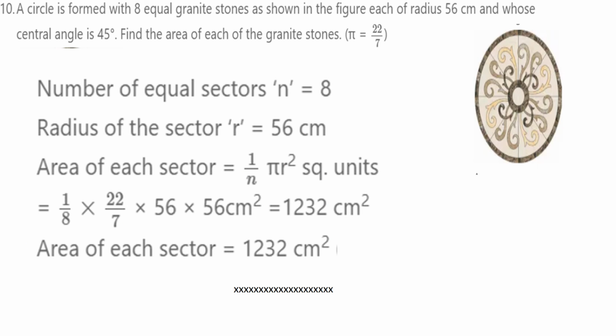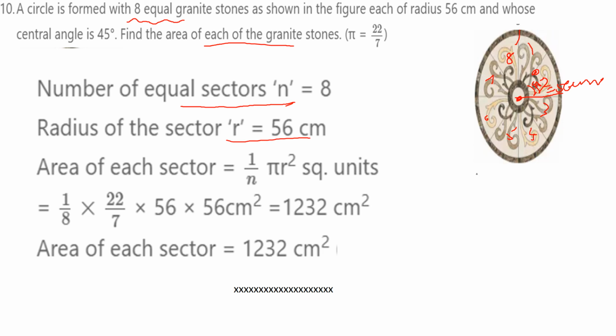A circle is formed with 8 equal granite stones as shown in the figure. Here you see 1, 2, 3, 4, 5, 6, 7, 8 equal granite stones. Radius for that, radius center here 56 centimeter, and that angle 45 degree. Find the area of each of the granite stone. So number of equal sectors n equal to 8, r equal to 56.